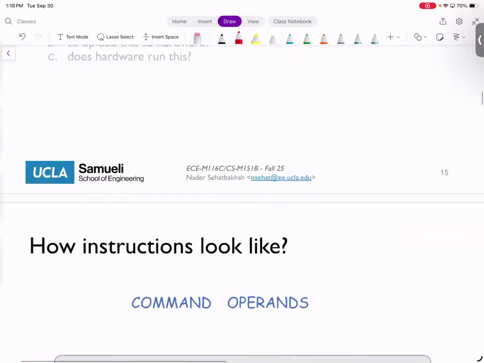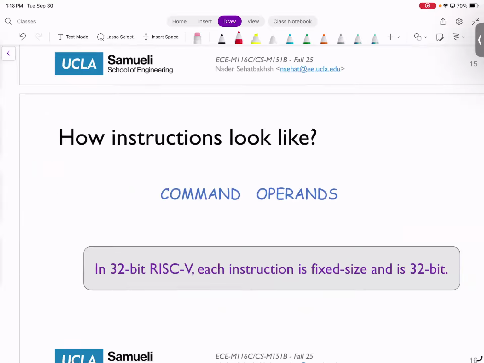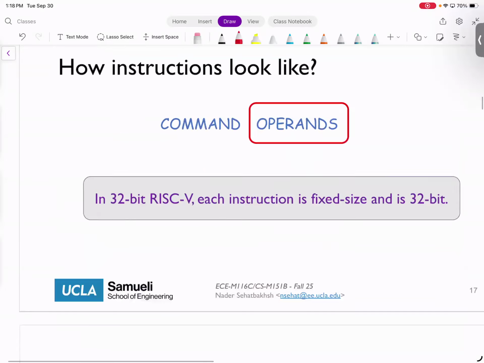So how do we actually create assembly instructions? At a very high level, any instruction can be considered as two parts, commands and operands, okay? Since we are focusing on 32-bit RISC-V, the entire instruction is always 32 bits long. So this entire thing is 32 bits, and it's always 32 bits. We don't have a 64-bit version or a 16-bit version, okay? So let's now focus on what sort of commands and what sort of operands we have. Let's focus on the operands first.